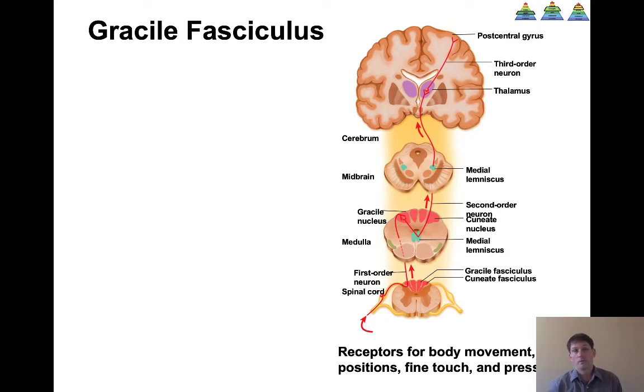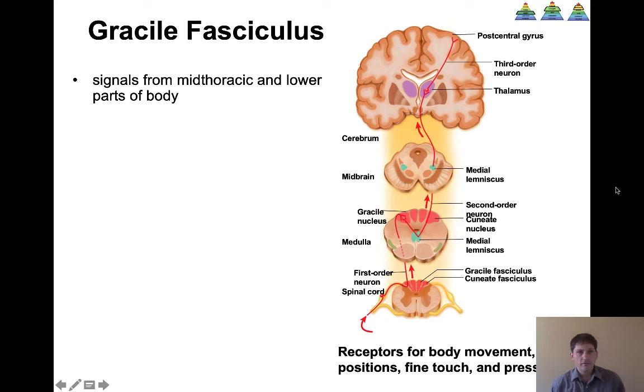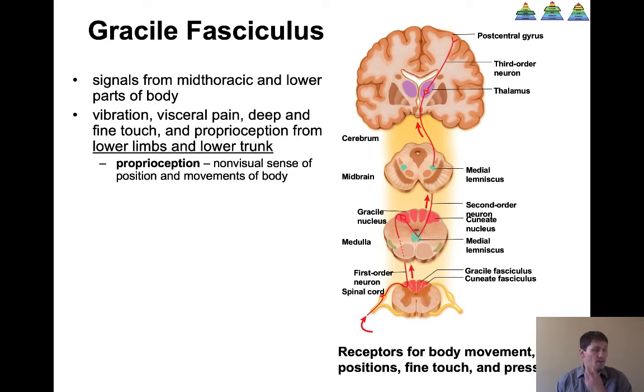So our first pathway that we're going to look at is the gracile fasciculus. This is going to be transmitting information from receptors that tell us about body movement, our limb position, fine touch, and pressure. So this is going to carry signals from our mid-thoracic and lower parts of our body. We're going to take information relating to vibration or pain in our organs, fine touch, deep touch, and proprioception from our limbs and our lower trunk.